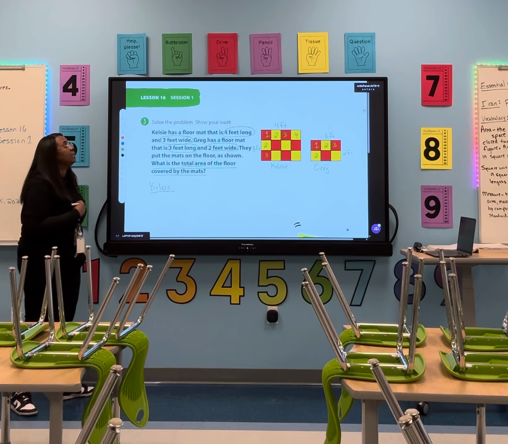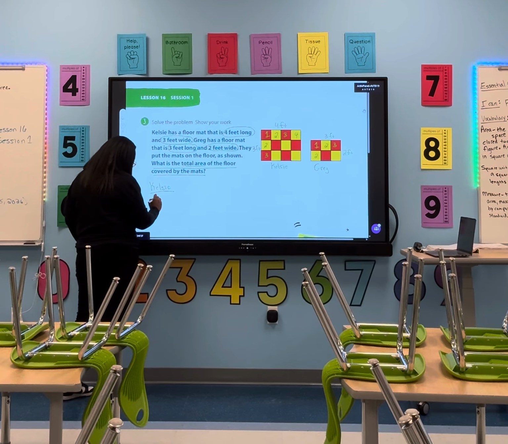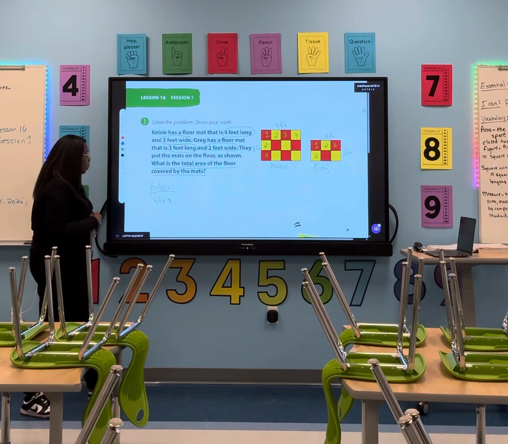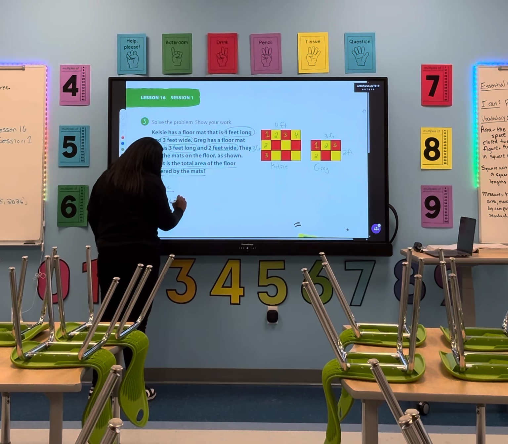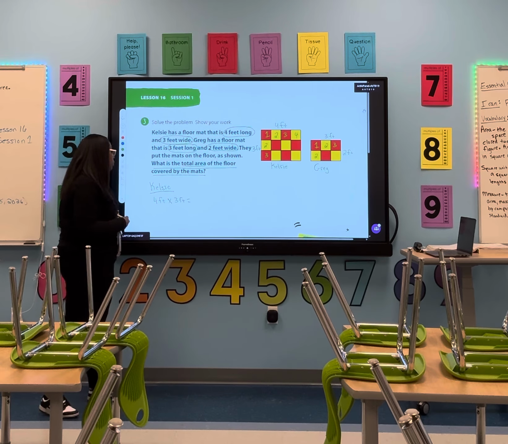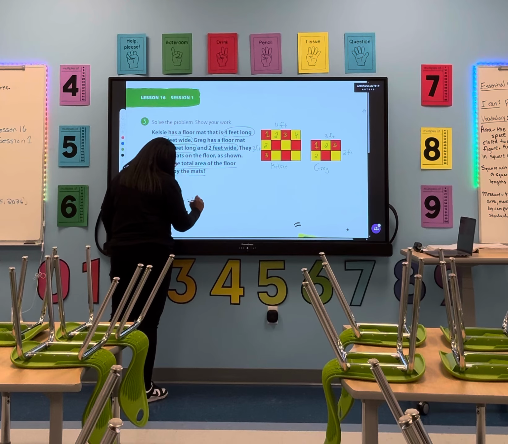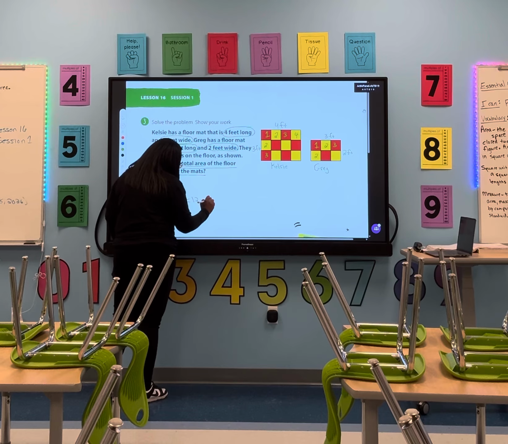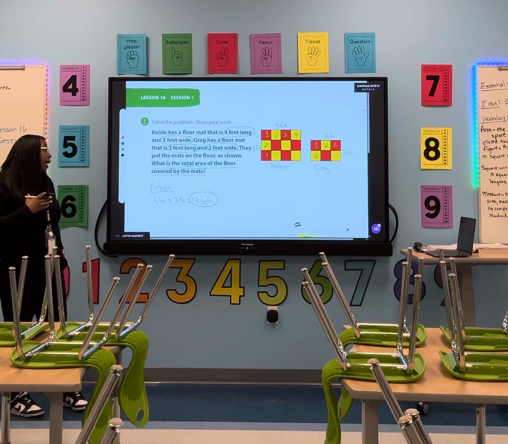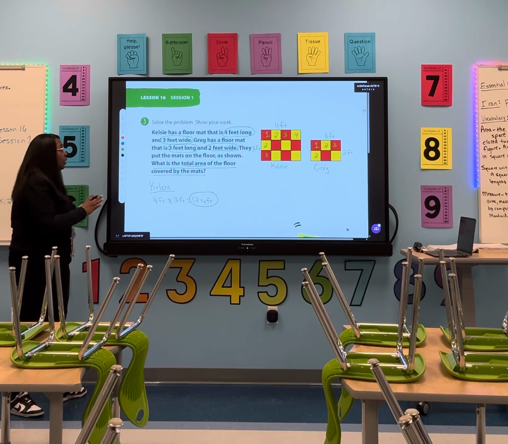Well, if I know my length is 4 feet, I can do 4 feet times the width, which is 3 feet, so times 3 feet. And this will give me an area of 4 times 3 is 12. And then square feet will be our units. Make sure you write those units. Now, I know the area of Kelsey's.